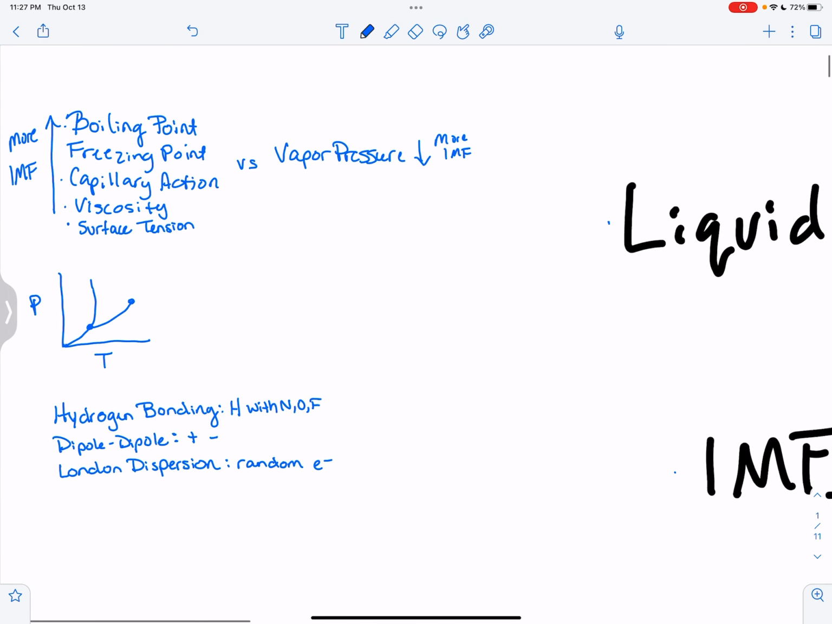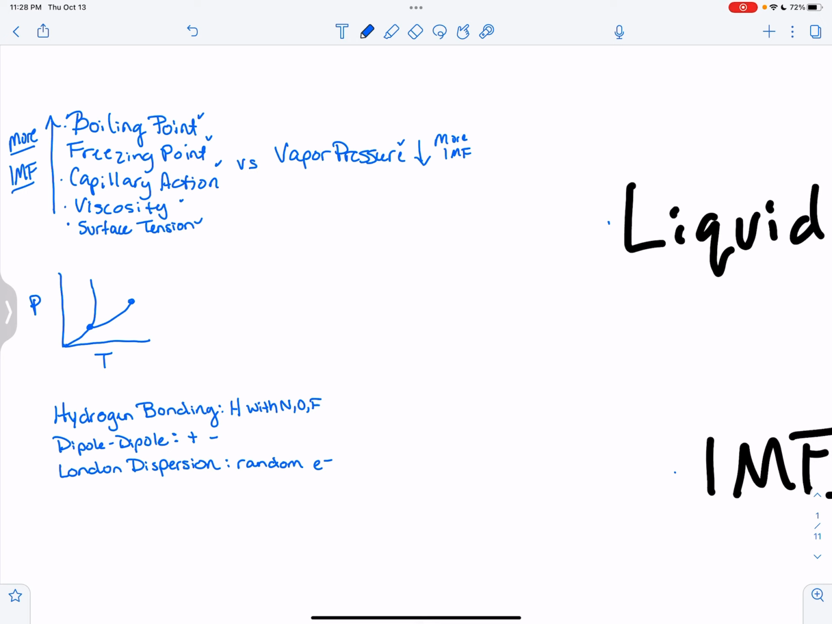Specifically, you'll see these 5 different properties of a liquid, and you'll see how having more intermolecular forces causes the boiling points to naturally fall higher and the freezing points to naturally fall higher, etc. But you'll also learn that this property right here will decrease the more forces there are, and you'll see why.